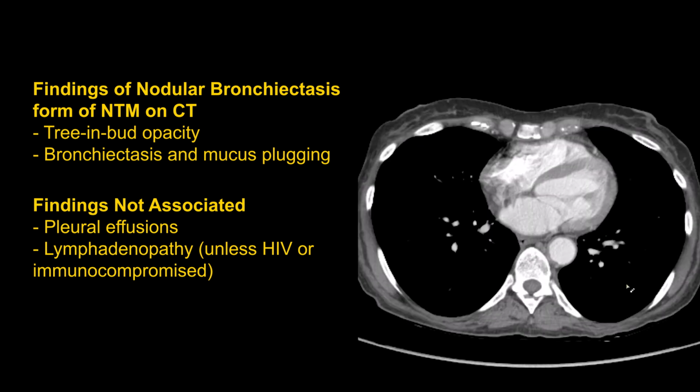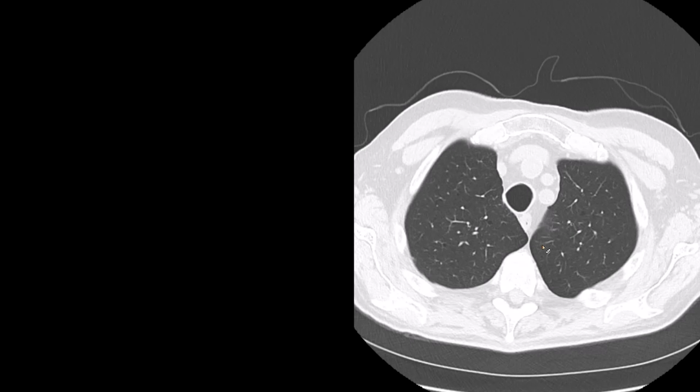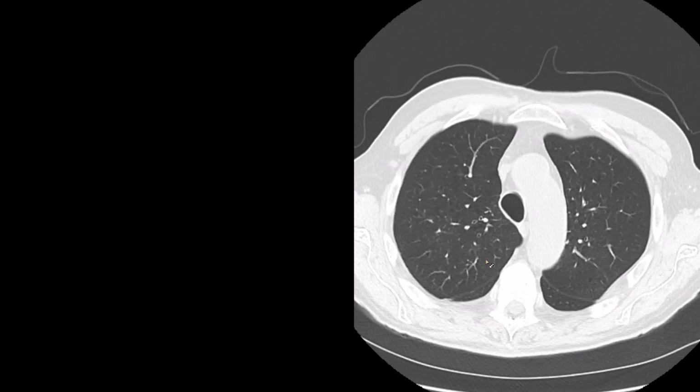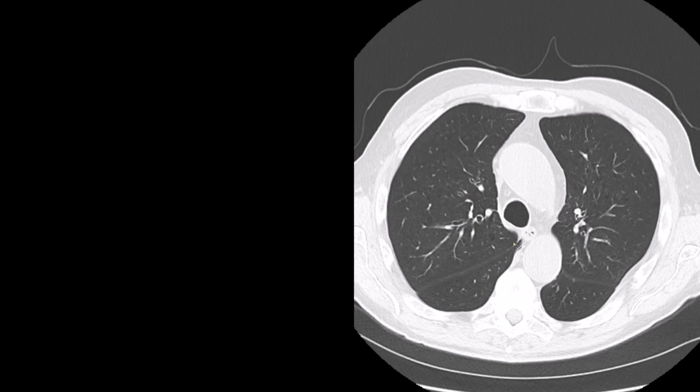Let's take a look at another case. Here's another patient with nontuberculous mycobacterium. They were a smoker and they have a little bit of emphysema. They also may have pulmonary Langerhans cell histiocytosis because some of these little holes look like they could be bizarre-shaped cysts.